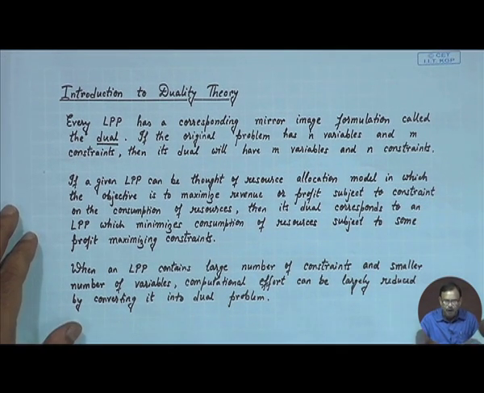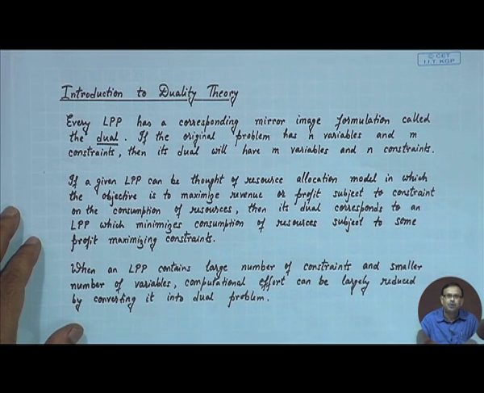If a given LPP can be thought of as a resource allocation model, that is, in which the objective is to maximize the return or profit subject to some constraints. This is the original LPP. Usually, we always say LPP is a resource allocation model, where I have to maximize the objective function, which may be the return or the profit, subject to certain constraints on the composition of resources.